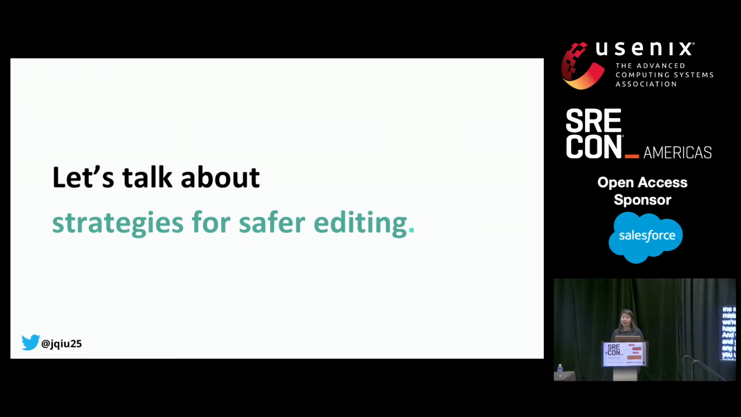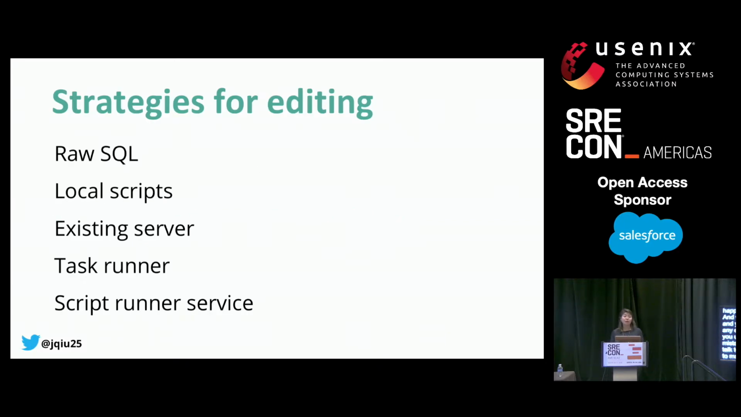So today, I want to talk to you about some strategies to make editing safer in your production database. We're going to talk through 5 different strategies today. This includes maintaining a Raw SQL spreadsheet to keep track of our queries, writing scripts and running them locally from your laptop, running scripts on an existing server, using a task runner, and building out a script runner service.